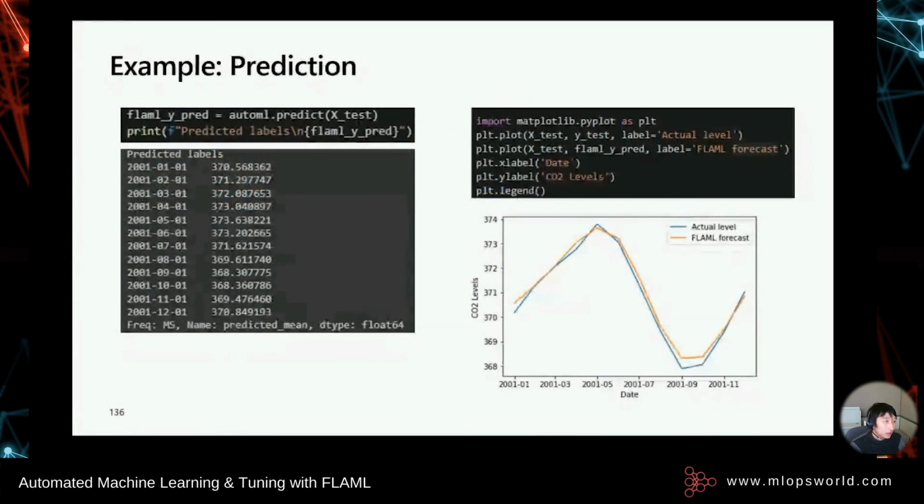Then we can apply the trained model to forecast by calling the AutoML.predict function. We can also visualize the predictions and compare them with the ground truth. You can find more examples on our documentation website. Okay, with that, I will conclude the section on time series forecasting.